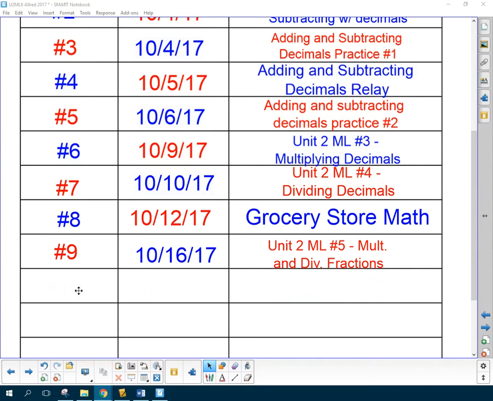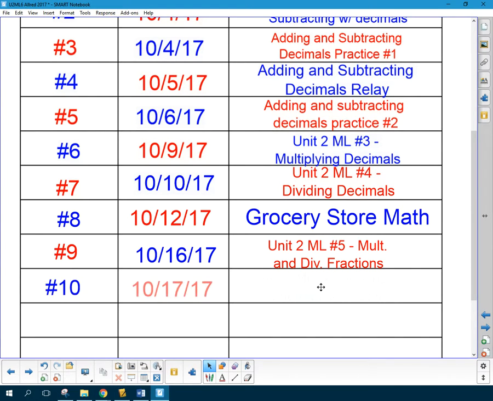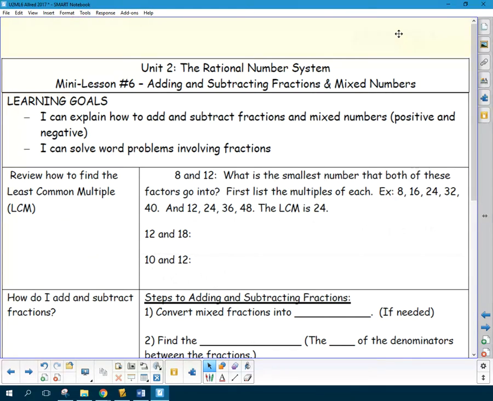Allred, and I am bringing it to you live with Unit 2, mini lesson number 6, about adding and subtracting fractions. This is going to be the best Unit 2 mini lesson number 6 you're going to see all year. I promise you that. Okay, this is entry number 10 in your table of contents. Today is October 17th, 2017, and I would like to welcome you to your 10th entry in the table of contents, adding and subtracting fractions and mixed numbers.